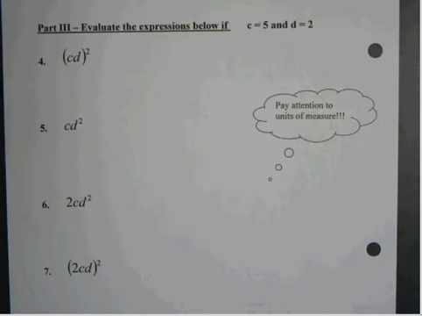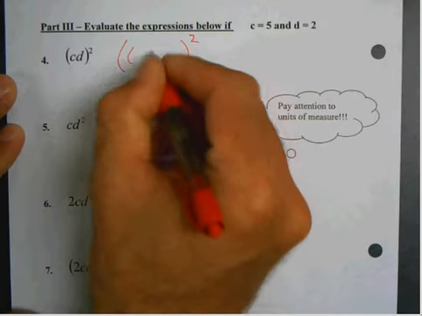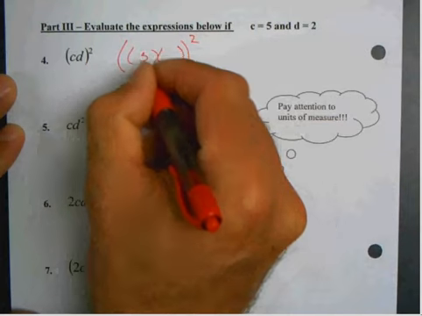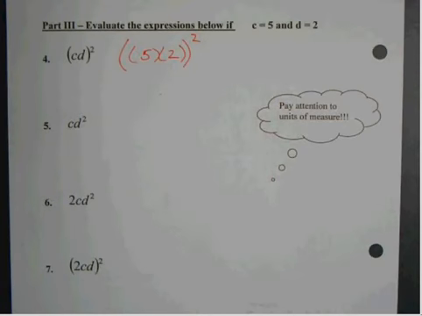Wherever you see a variable, what have we learned? We replace it with what? Remember? Parentheses. So here we go. Big parentheses, squared. 5, 2 squared. Write down what you think the answer is. I'm just curious what you put down.